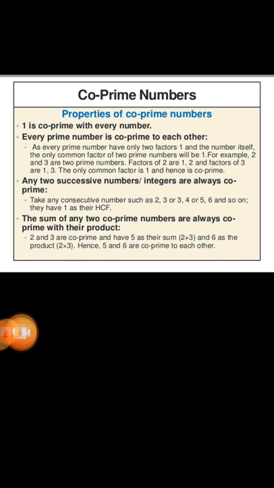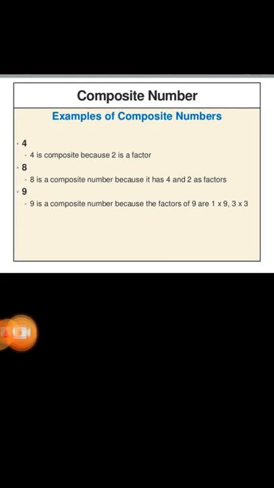Any two successive integers are always co-prime. Take any consecutive numbers such as 2, 3 or 3, 4 or 5, 6 and so on. They have 1 as their HCF. The sum of any two co-prime numbers is always co-prime with their product. 2 and 3 are co-prime and have 5 as their sum, 2 plus 3, and 6 as the product, 2 multiplied by 3. Hence 5 and 6 are co-prime to each other.